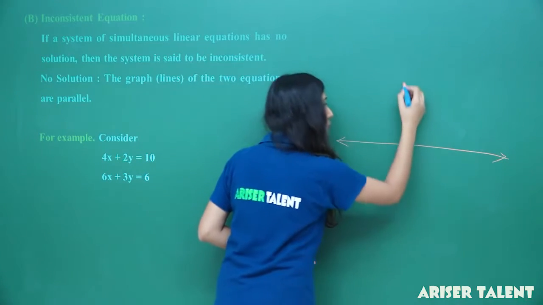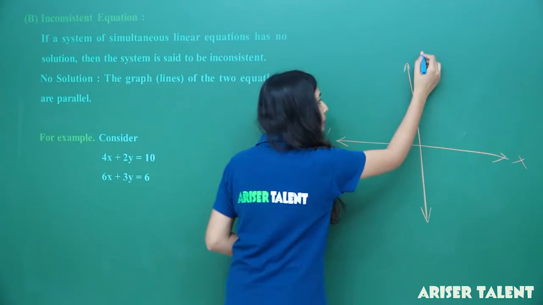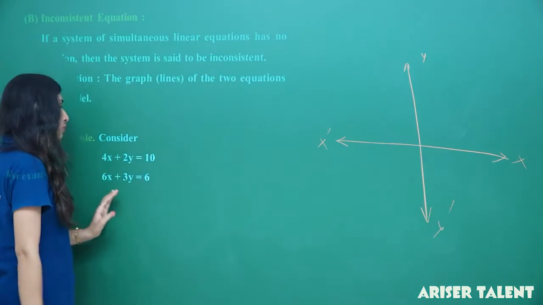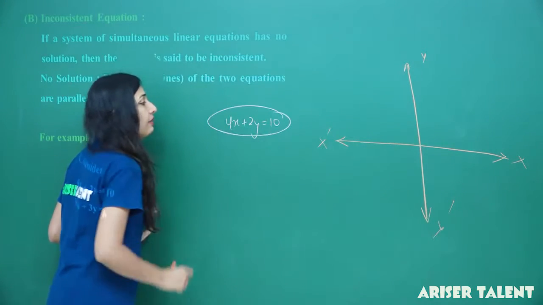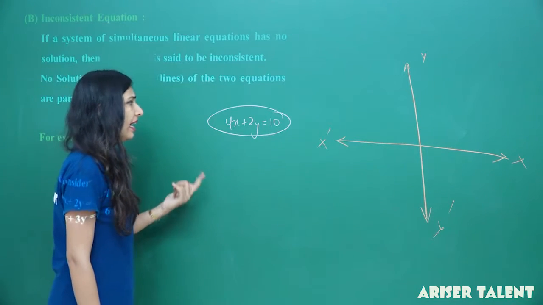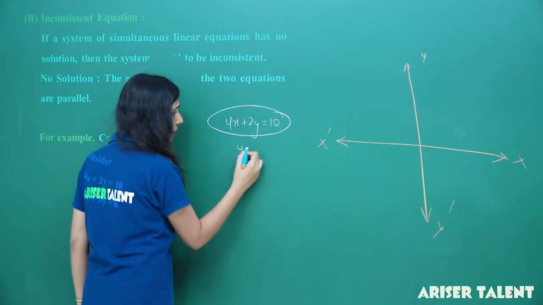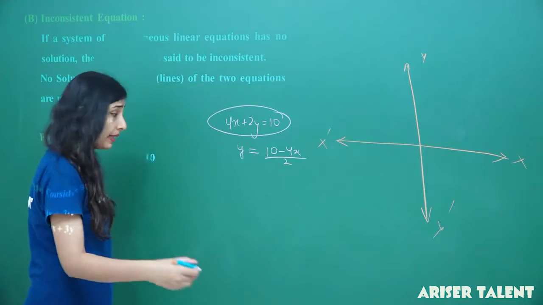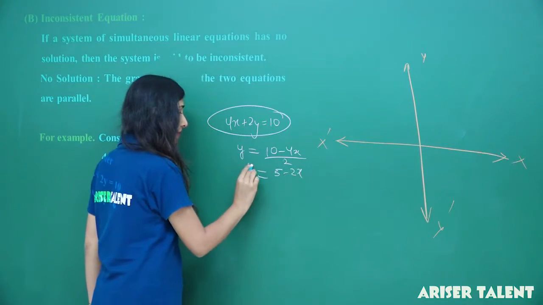I have told you we were having this x-axis and y-axis. Now if I am talking about this first equation, which is 4x plus 2y equals 10, right students, isn't it? If I am taking this equation and taking the value x equals 0, the value of y will be equal to (10 minus 4x) by 2, or can I simply say that equals 5 minus 2x. This is y.